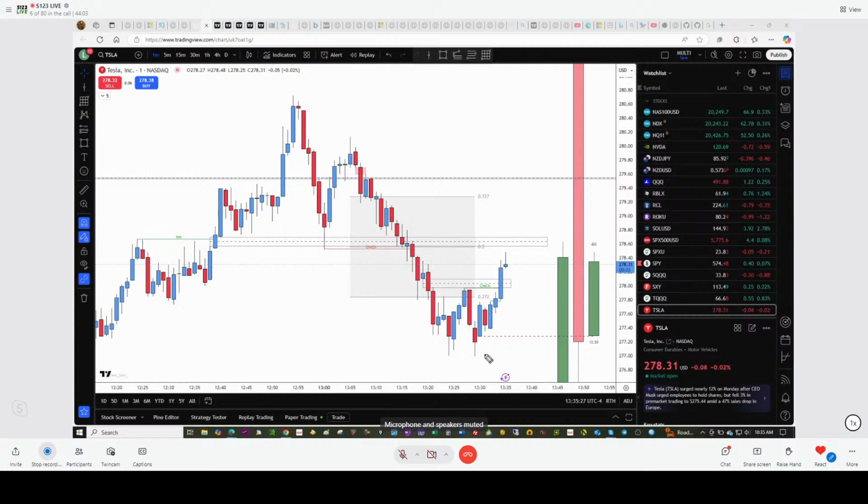So now we have 1, 2. So would kind of expect a possible another move like that. And there is an order block here. So we could come and touch that order block before we continue down. Something like that.